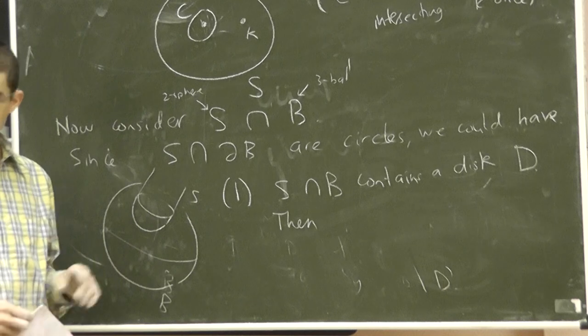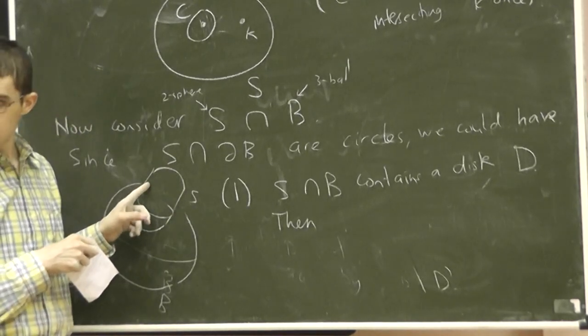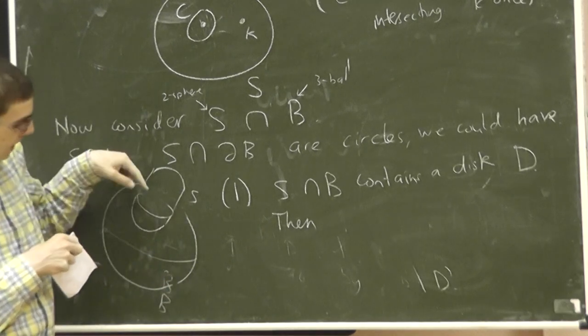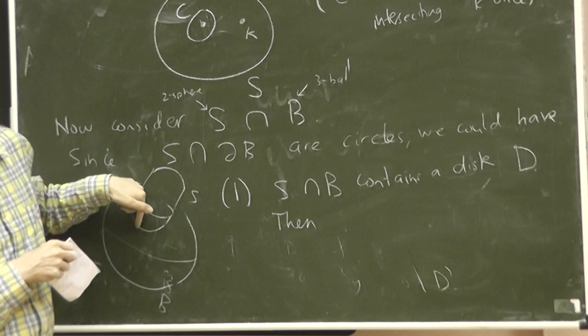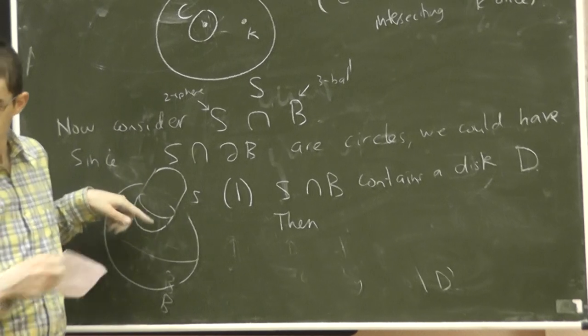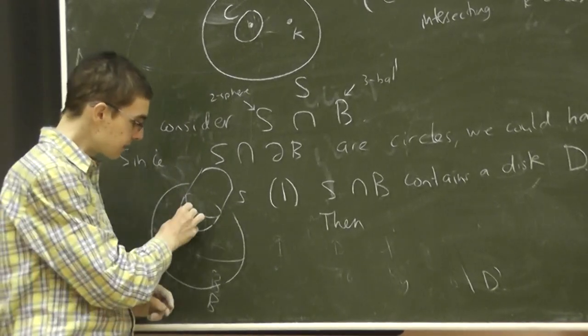So here is a sphere. Here is a three-ball. And the sphere pokes through the three-ball and intersects along this curve. This ball broke through and I've got a disc on the inside.